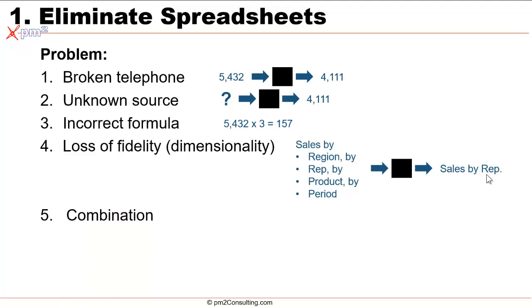Then just to be creative, we have a combination of these things. The most common combination is we combine problem number 1, broken telephone, with problem number 4, loss of fidelity. What that looks like is you might do a sum of all your sales by rep, and you end up with a certain figure. But if I compare that to the sum of sales by product, which should be equal, you end up with a significantly different number. And this disconnect drives leadership crazy.